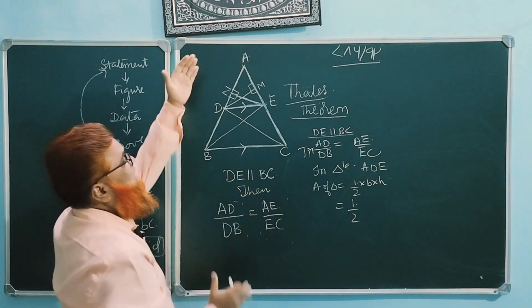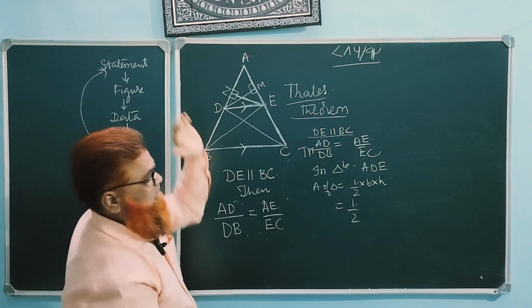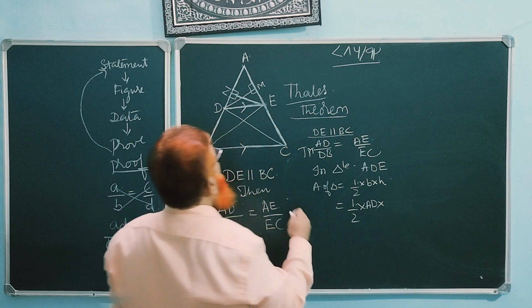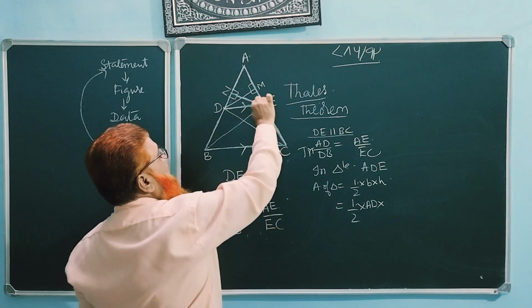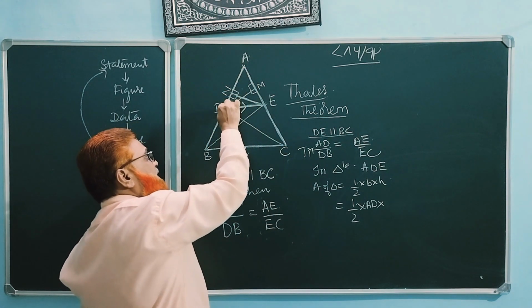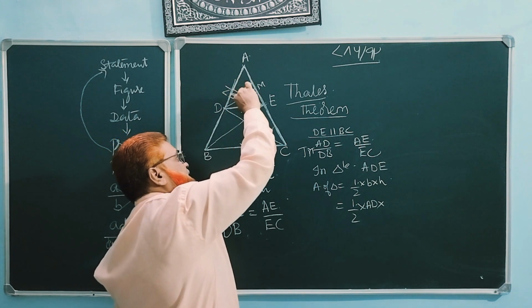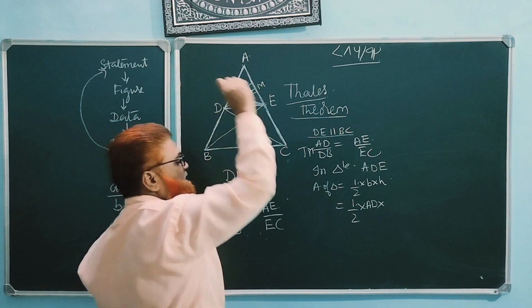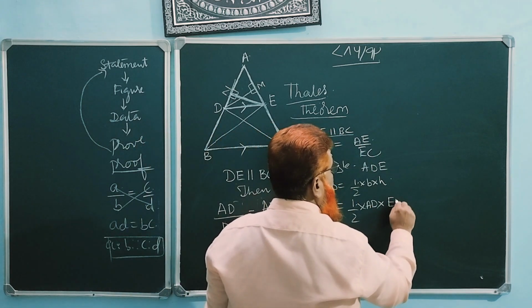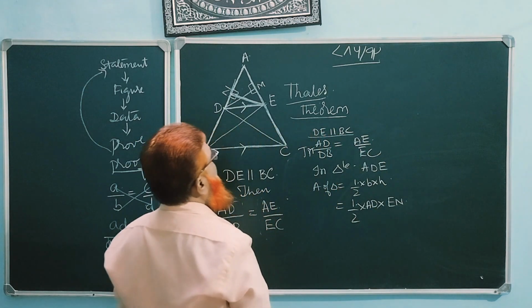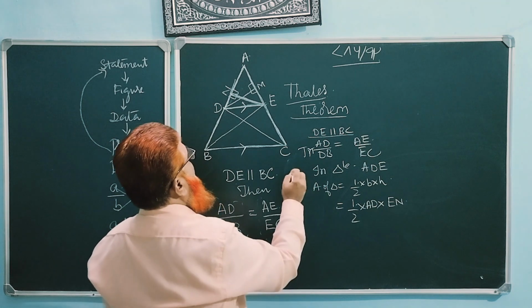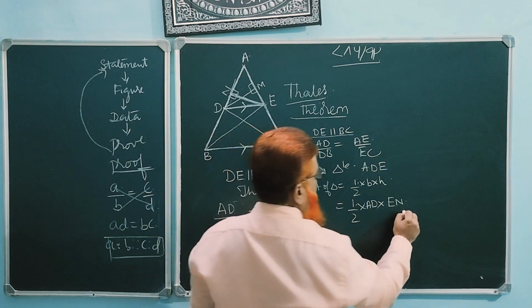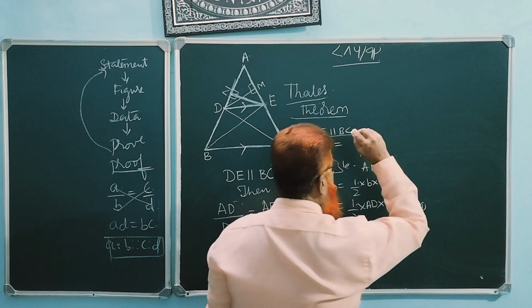I am going to take AD as the base. Okay, AD into what is the height? If I take the base AD, then the height will be the perpendicular line opposite to its vertex, that is what? EN. Am I correct? EN, isn't it? Half into AD into EN. Now you call this equation 1.